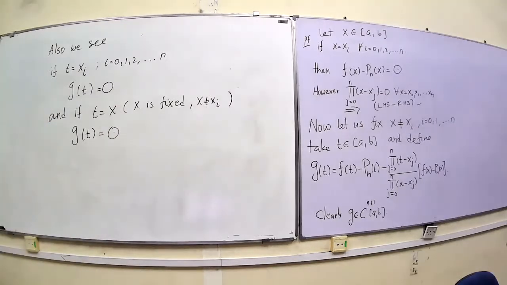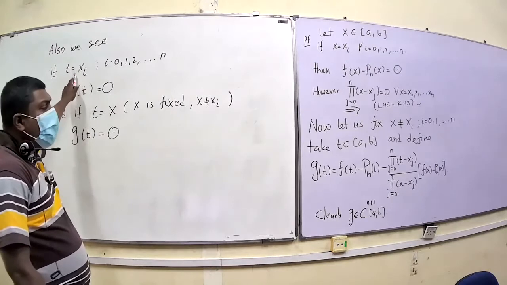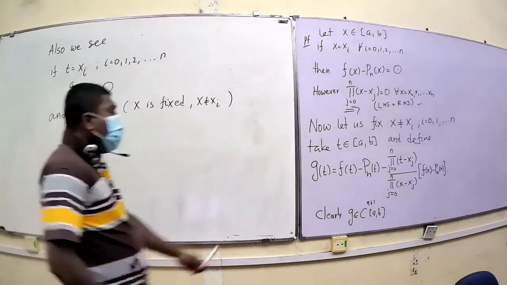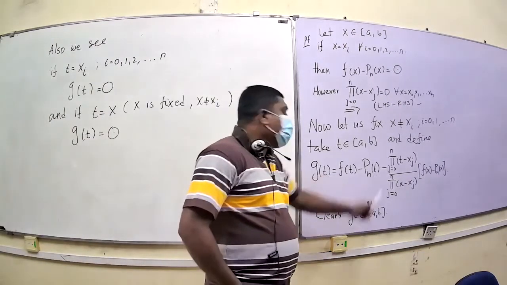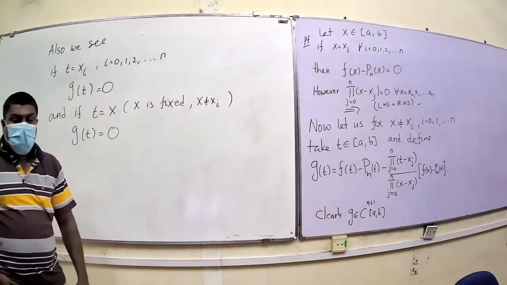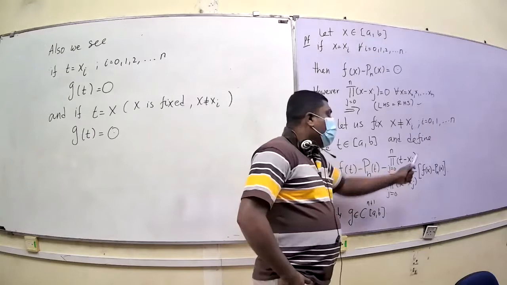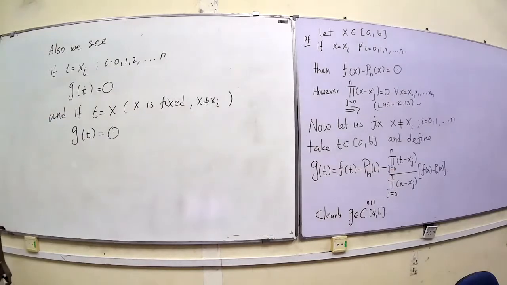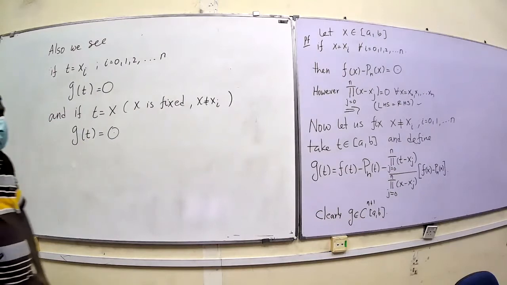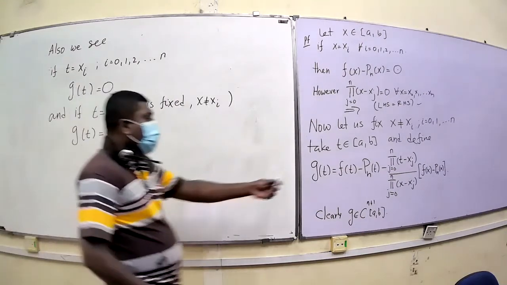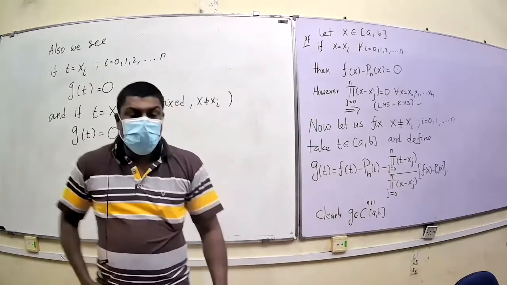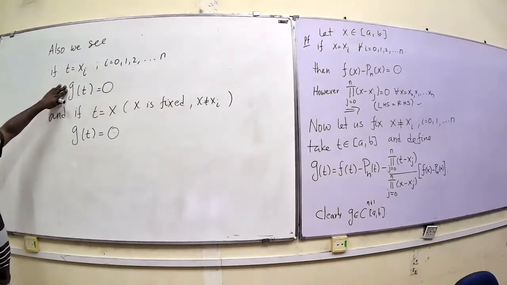At the same time, you can observe these two things. When you put t equal to xi, where i is any number between 0 and n, you have f of xi minus Pn of xi, that is 0. In the product there will be one term where you have xi minus xi, so that's 0. So everything is 0. That's the first observation.